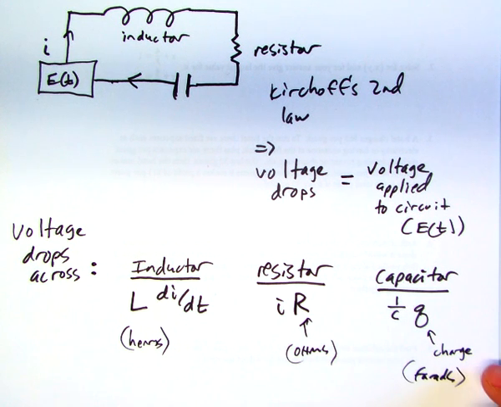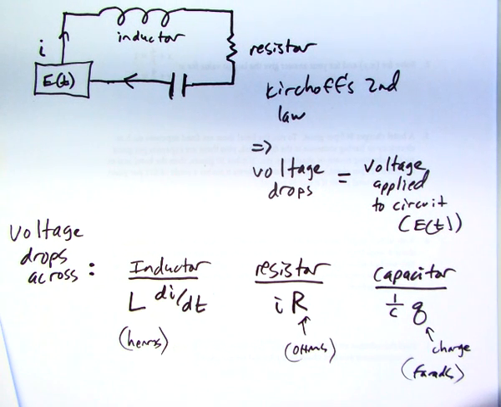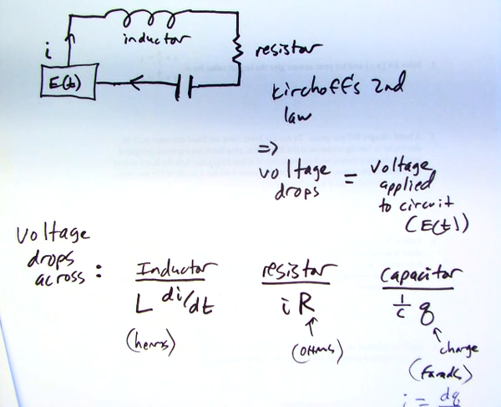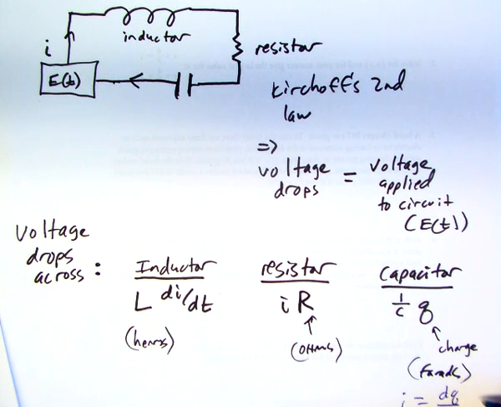Okay? Now, the one thing that we're going to use to simplify things a little bit is the relationship between current and charge. How is current related to charge? Good. dq dt is equal to current. So then this guy is going to get plugged in there.